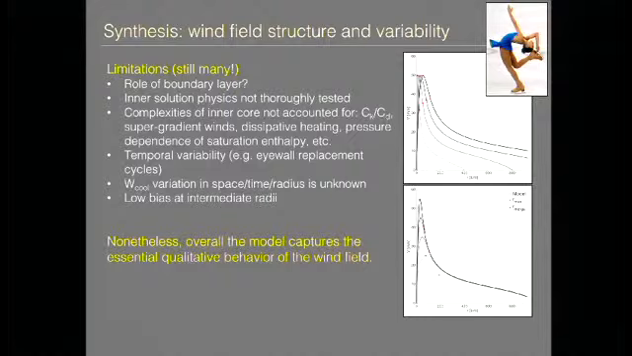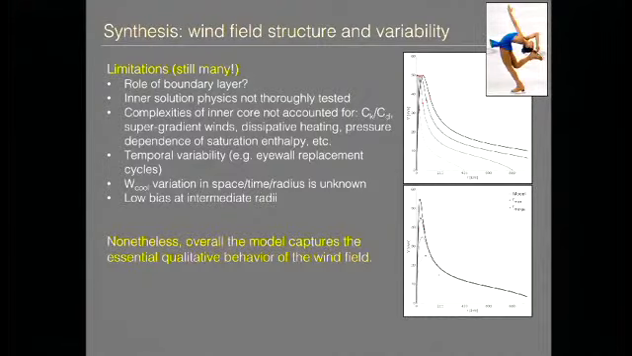We have this issue with this ratio of exchange coefficients, which isn't very well understood. There's potential for supergradient winds there. And then these other processes, the dissipative heating and pressure dependence of saturation enthalpy, are real physical processes that we aren't accounting for here. How those affect things which operate in the real world but not in this idealized model may change the answer a little bit.